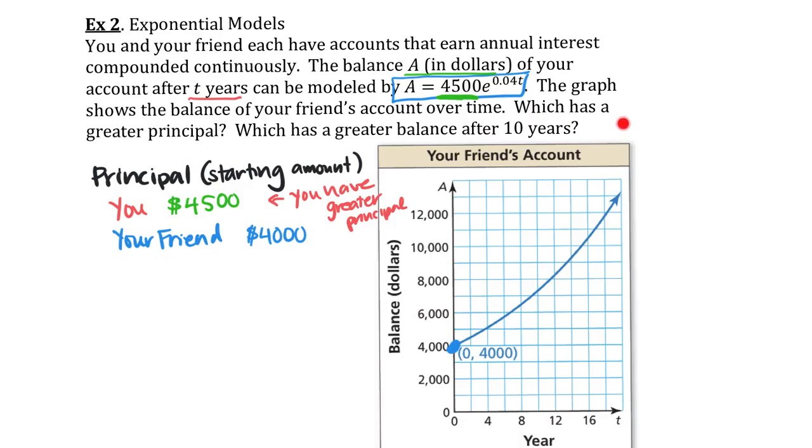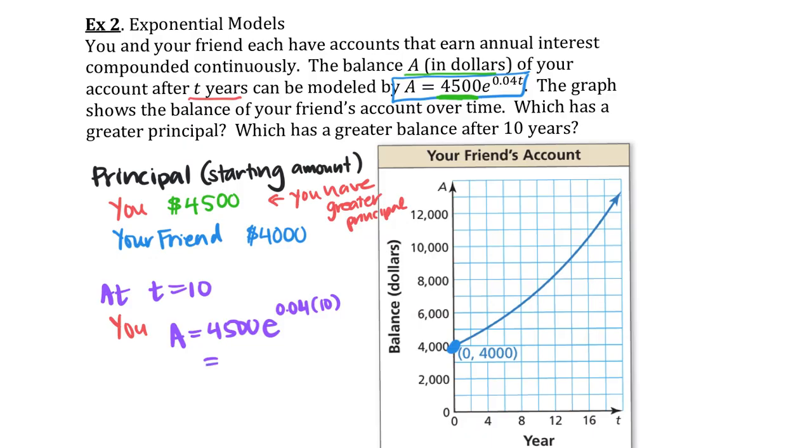Now they want to know who has a greater balance after 10 years. So now I got to plug 10 years in. It says T years, so I want to know at t equals 10, who has more money? For you, I'm going to plug it in the equation. A equals 4,500 e to the 0.04 times 10.